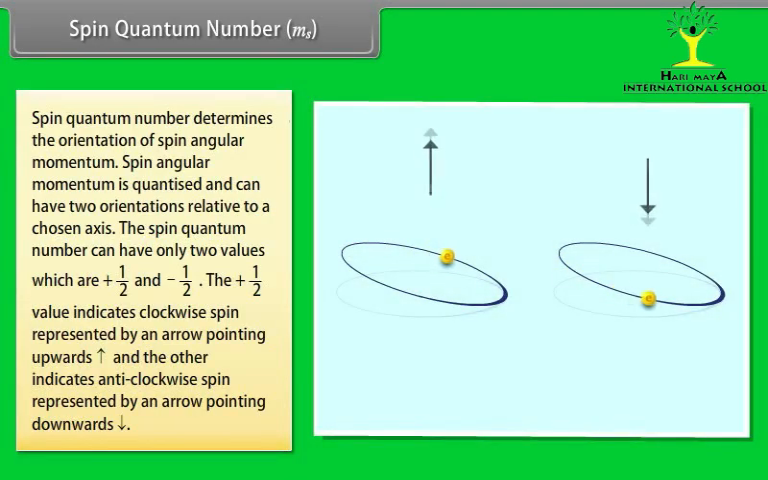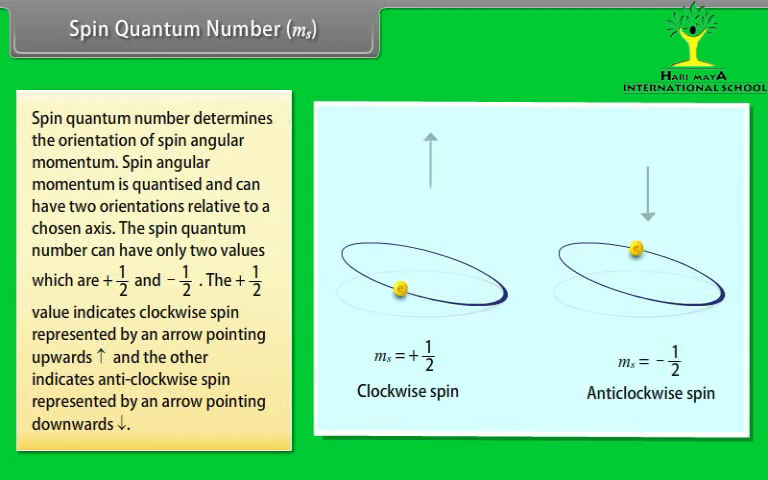Spin quantum number, Ms. The spin quantum number determines the orientation of spin angular momentum. Spin angular momentum is quantized and can have two orientations relative to a chosen axis. This spin quantum number can have only two values, plus half and minus half. The plus half value indicates clockwise spin, represented by an arrow pointing upwards, and the other indicates anti-clockwise spin, represented by an arrow pointing down.